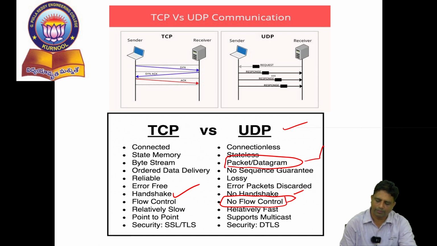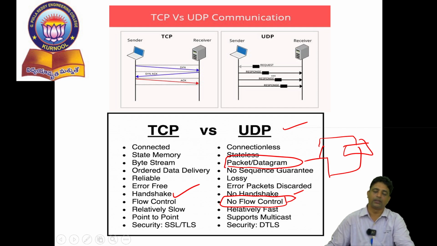There is no particular path for the UDP model. Any packet could follow any path. Finally, it will reach the destination. So this is the facility with UDP. Both have their own importance. We can't say this is good or this is bad.